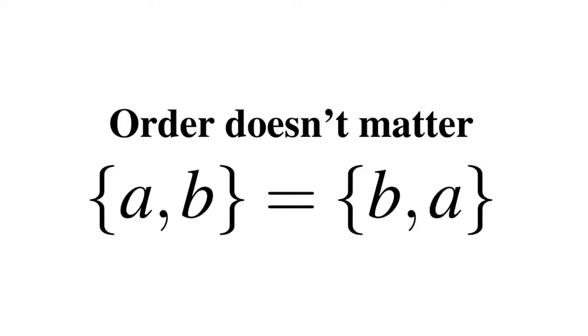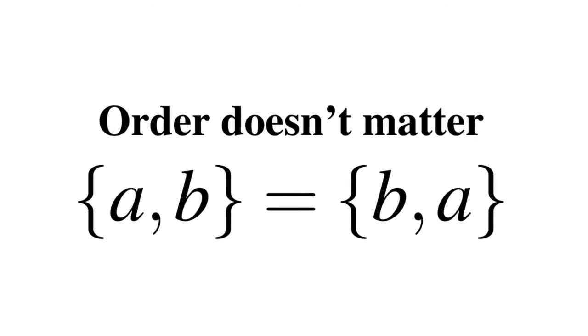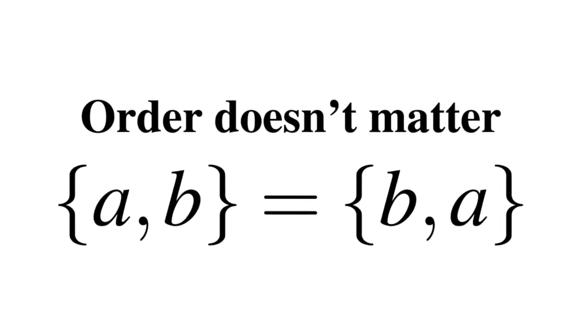But whichever way we order them, it's still the same set. That's because order doesn't matter when we're talking about sets. So a handy way to remember this is that the set containing A and B is the same set as the set containing B and A.